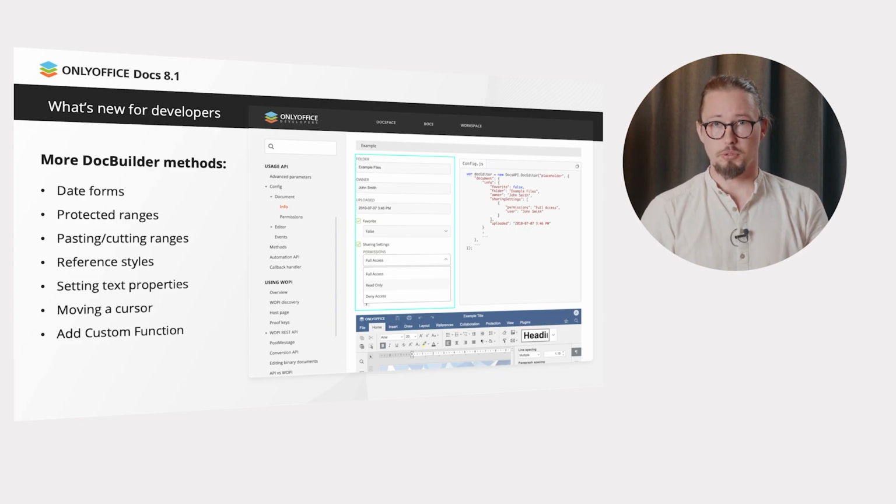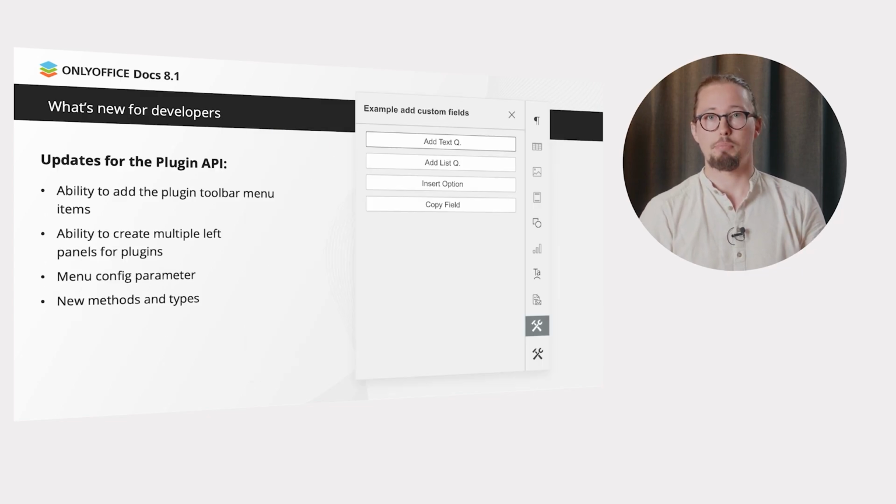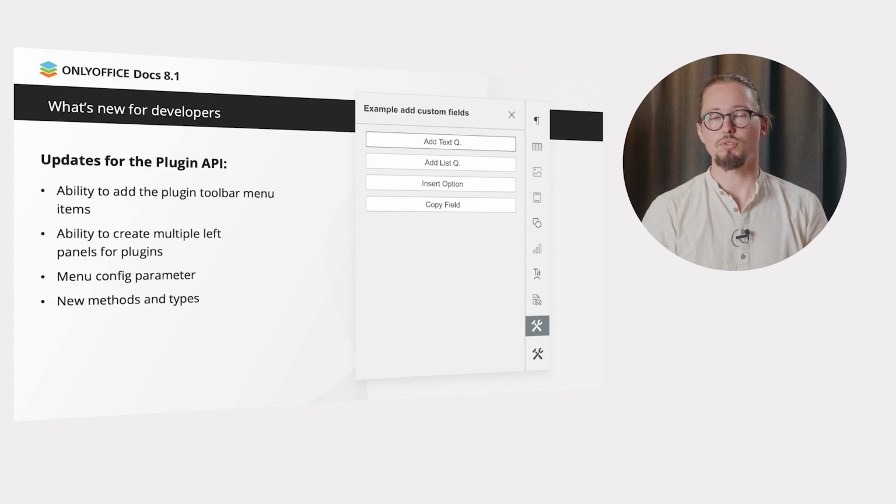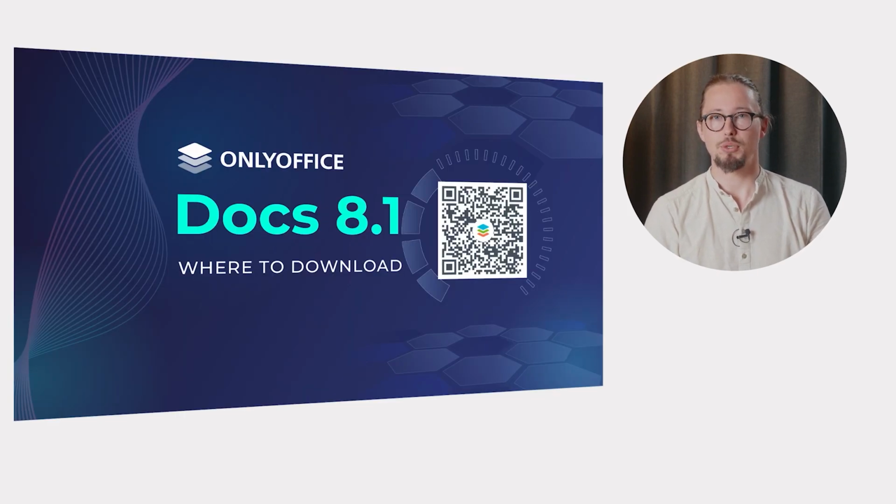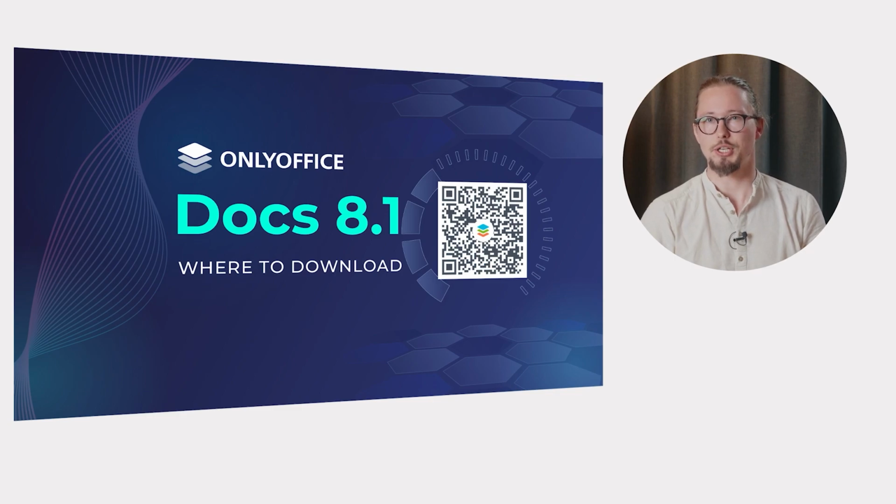Besides, for Document Builder, you will find even more new methods, including those for data forms, protected ranges, reference styles, setting text properties, moving a cursor, and adding custom functions. The plugin API also brings useful enhancements. Thanks to the new methods and types, it's now possible to add plugin toolbar menu items and create multiple left panels for plugins. So, which of the new features we've just seen excite you the most?